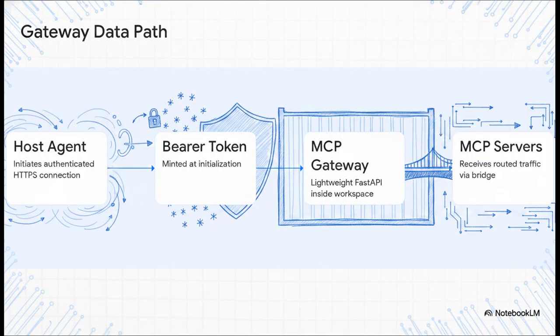To fix this, AgentScope introduces the MCP gateway, and this brilliantly illustrates how data safely jumps across that isolation gap. The data path starts at the host agent toolkit. It opens up an authenticated HTTPS connection using a bearer token that gets freshly minted every single time the workspace initializes. That secured token talks straight to the MCP gateway, which, by the way, is just a lightweight FastAPI process running inside the isolated workspace. From there, the gateway routes the traffic down to the isolated MCP servers. It's essentially acting as a secure HTTP-based bridge right through the container walls.